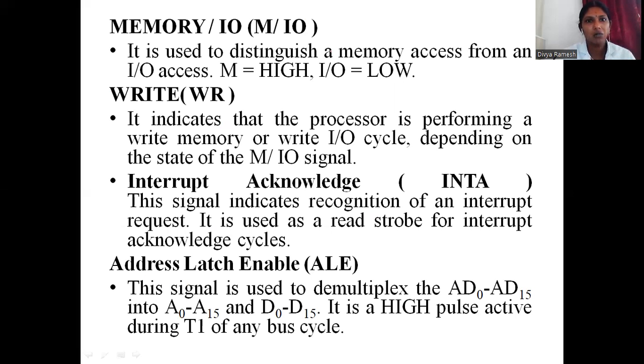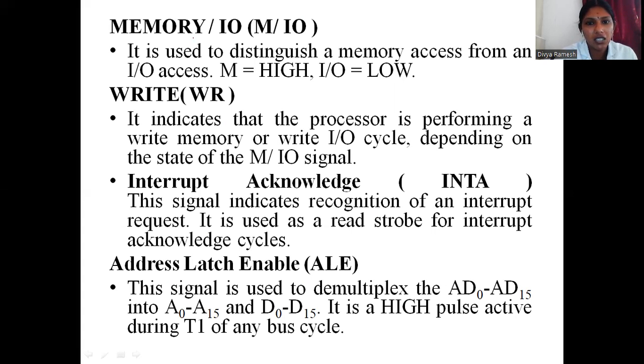Next, memory input output. This signal will be used to designate whether the processor will perform a memory operation or an input output operation. Similar to that is write. Whenever you need to write particular data, this write signal will be enabled.